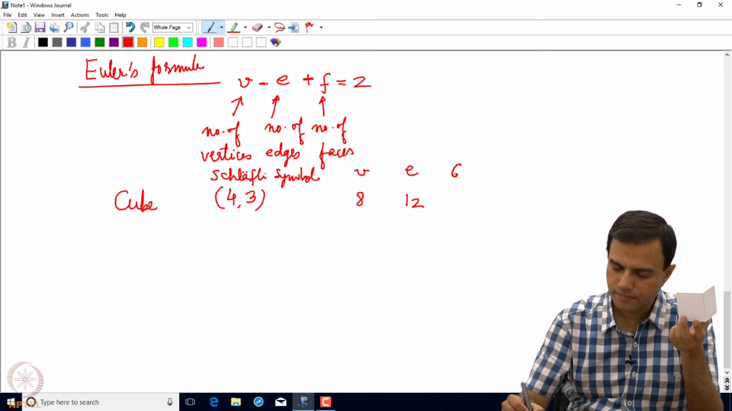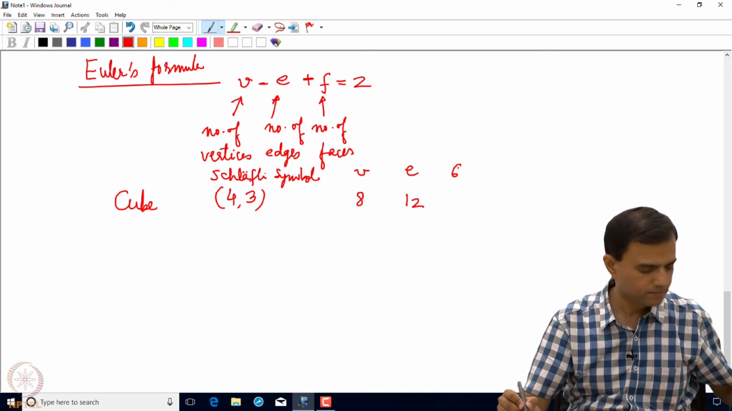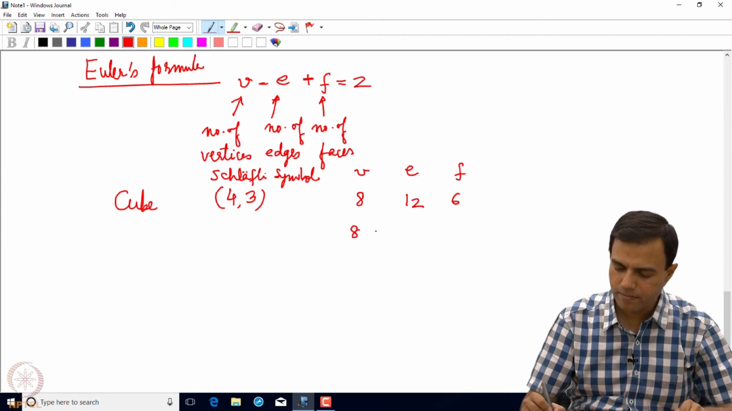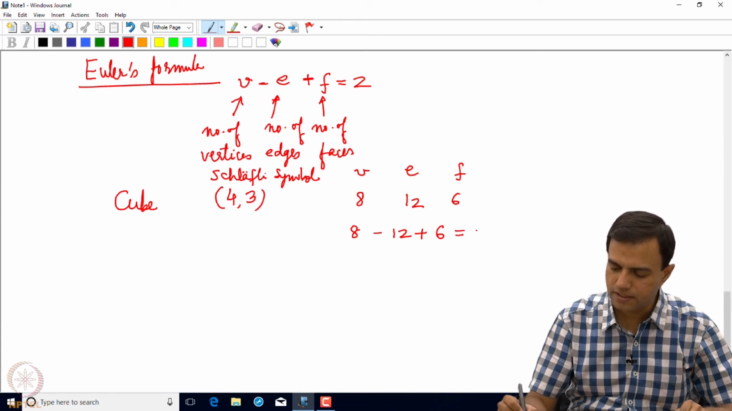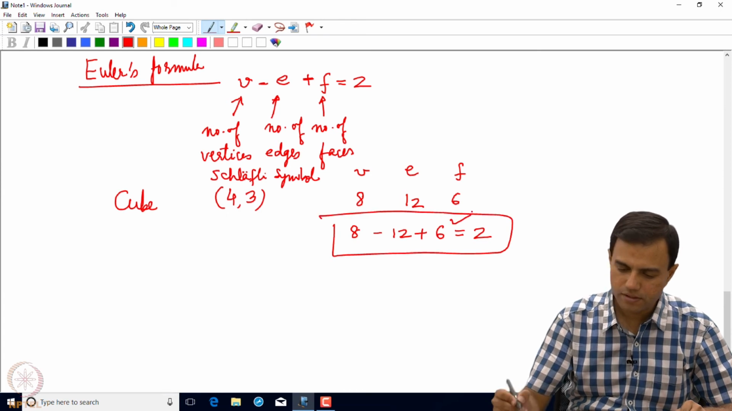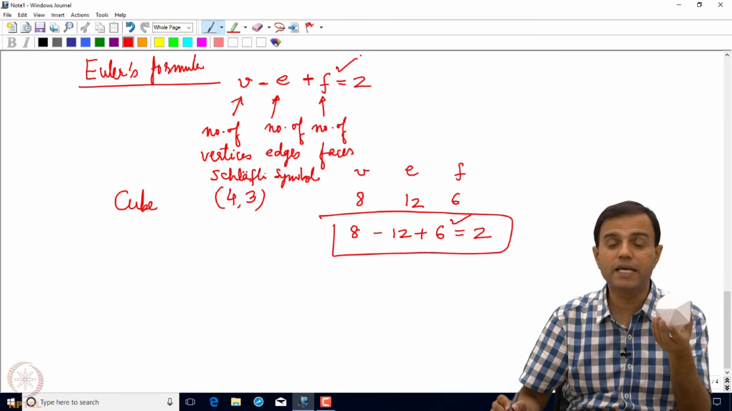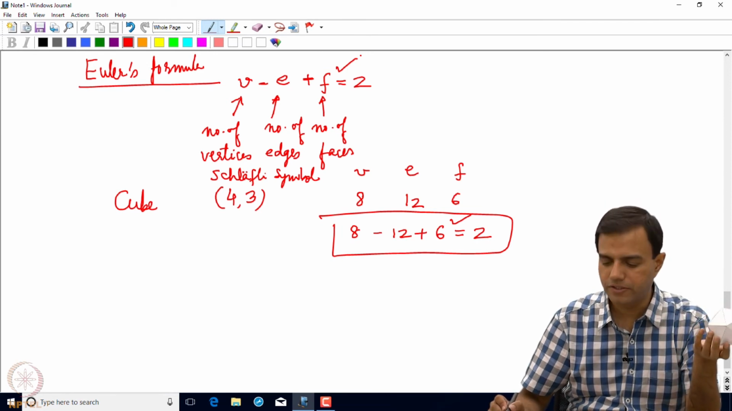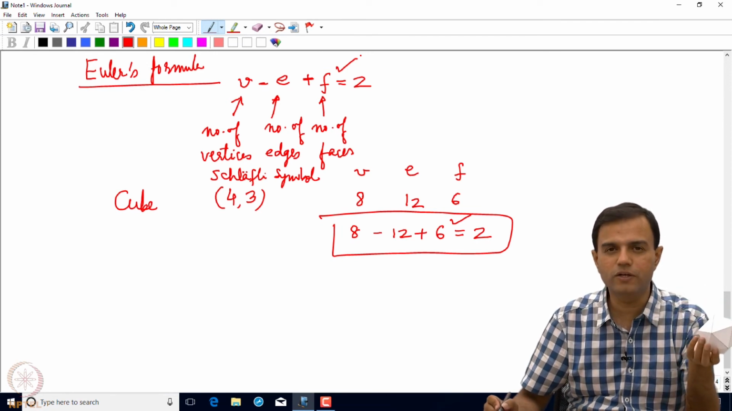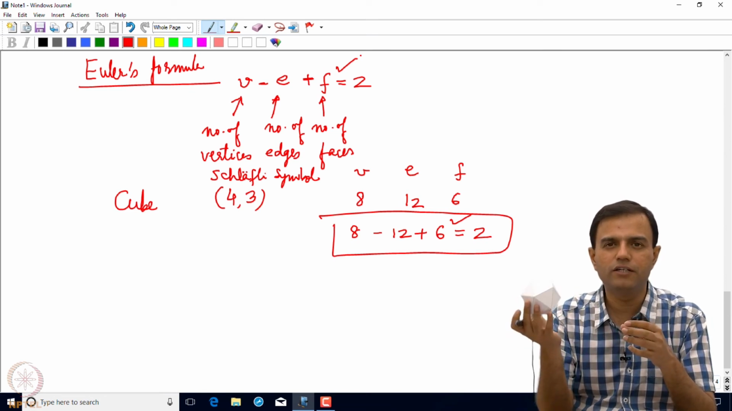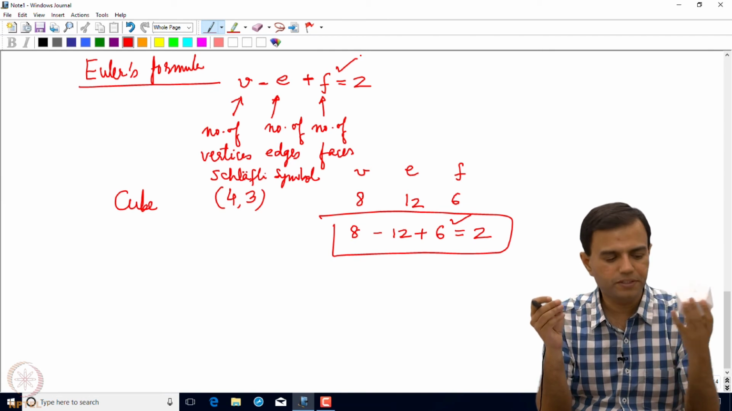F is 6. So 8 minus 12 plus 6 is indeed 2. We have verified this. Same is the case with other Platonic solids. In fact, not just Platonic solids, but as I said, any solid graph, any closed graph will have this property.